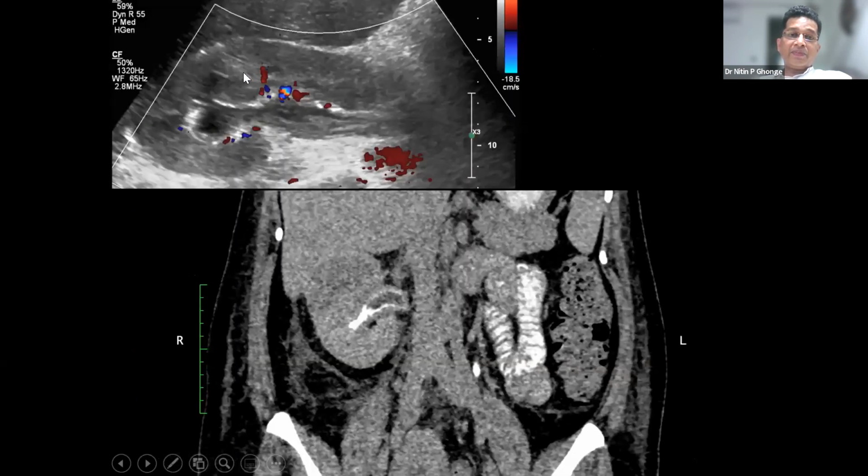Again, we can see the focal filling defect in this part of the dilated renal pelvis because of the fungal ball. The same thing can be seen on the CT urography image where the contrast is filling the pelvis and we can see the fungal ball in the right kidney.